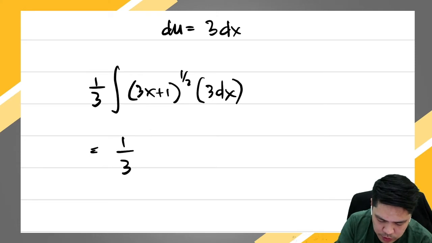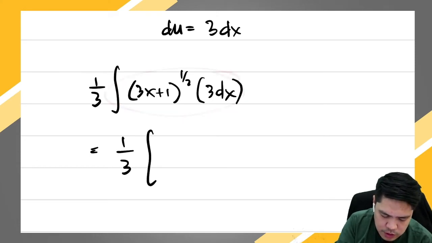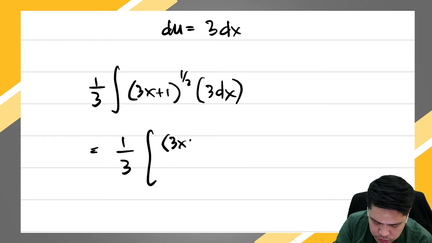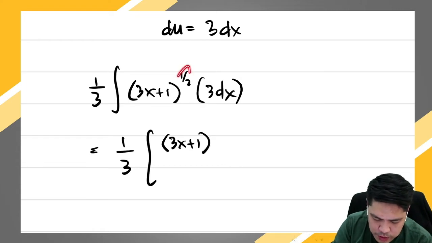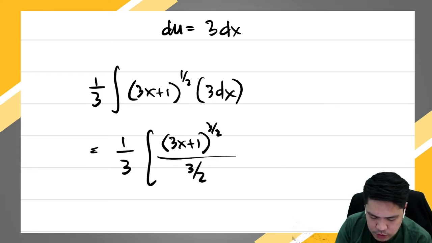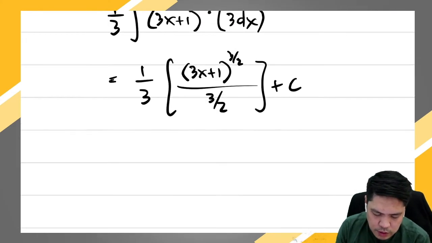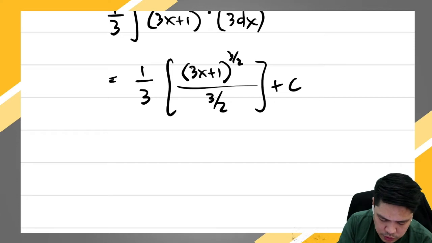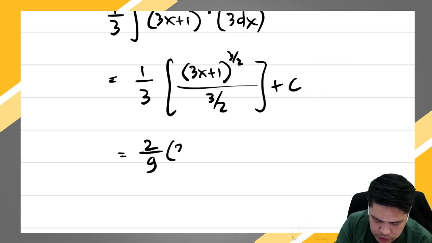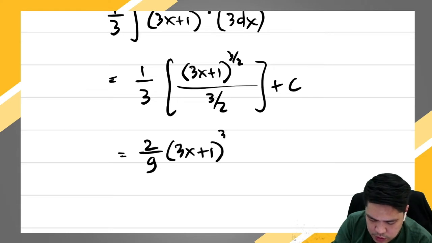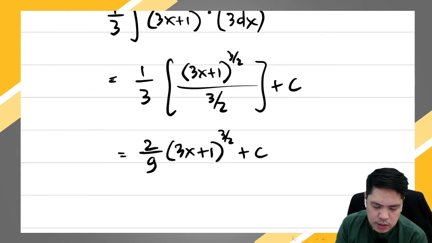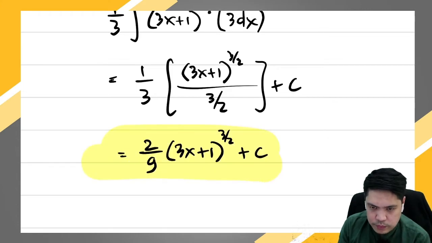So that is 1/3 times the integral of this, which is u raised to n plus 1. That would be 1 half plus 1, that's 3 halves, over 3 halves, or n plus 1, then plus c. Okay. So our final answer would be 2 over 9 times (3x plus 1) raised to 3 halves plus c. So this is our final answer.